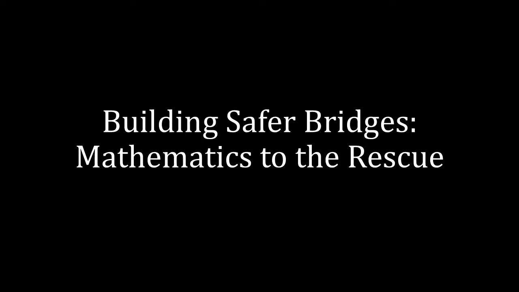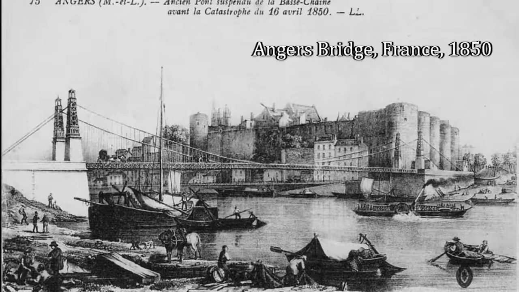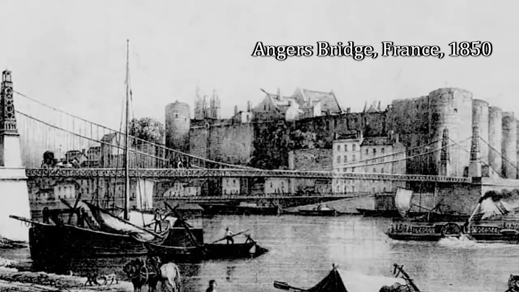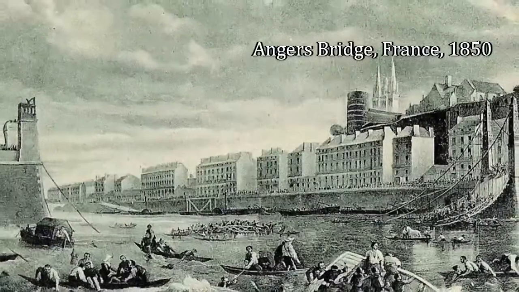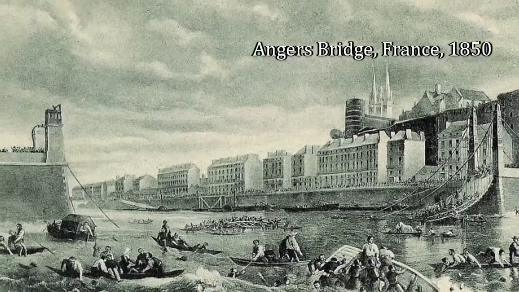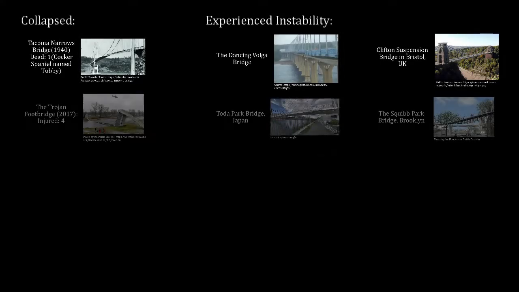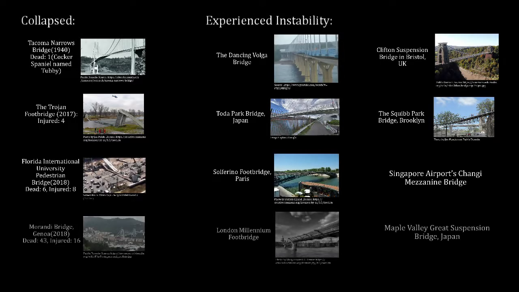The history of pedestrian and suspension bridges is full of dramatic events. The first well-documented faulty footbridge was the Angers Bridge in France, which collapsed when French soldiers marched across it in step. 200 people died. The list of faulty bridges is long.